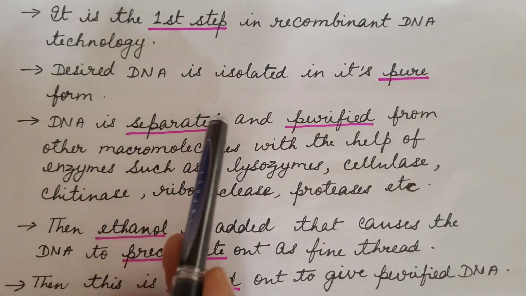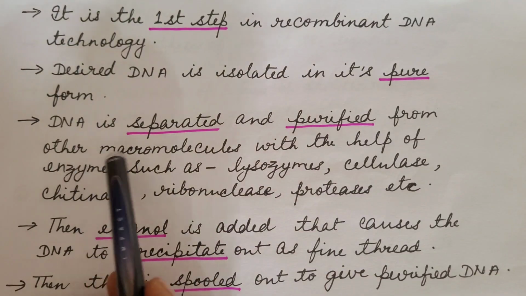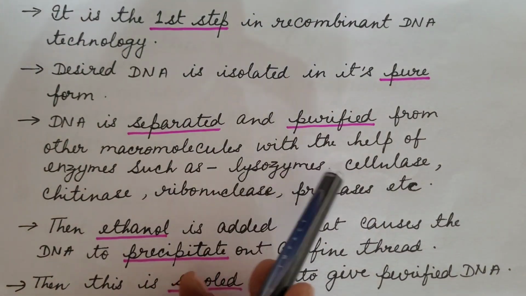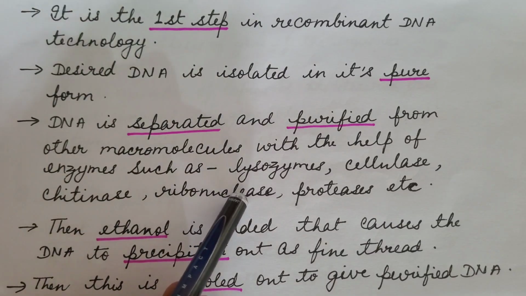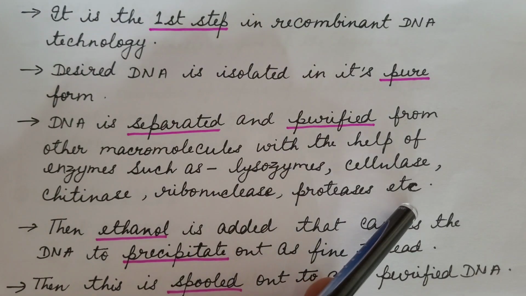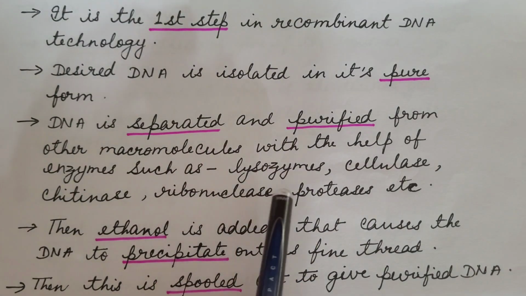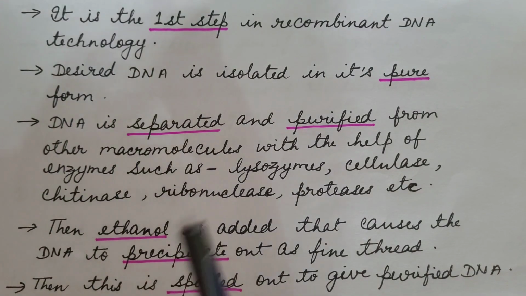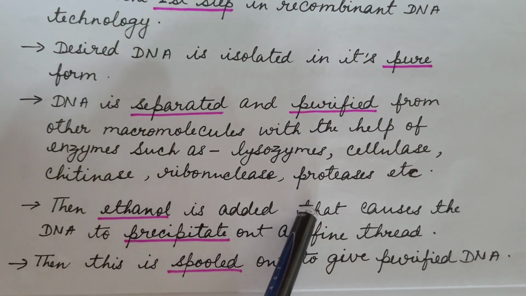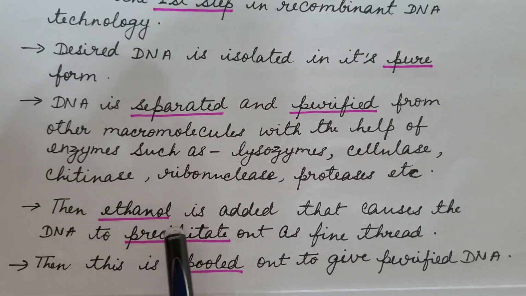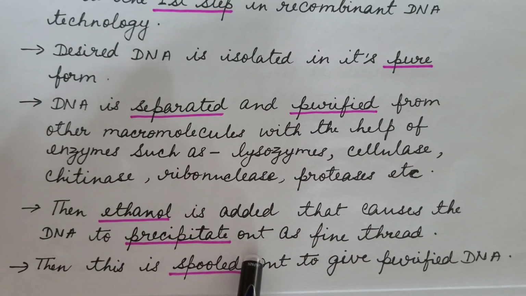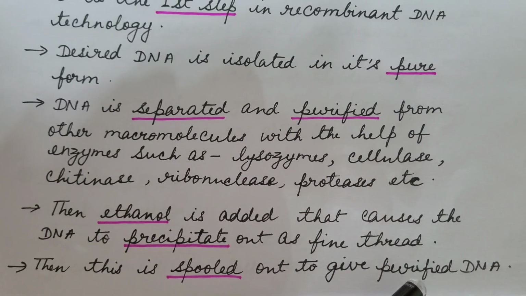etc. DNA is separated and purified from other macromolecules with the help of enzymes such as lysozyme, cellulase, chitinase, ribonucleases, proteases, etc. These digest other macromolecules except DNA. Then ethanol is added that causes the DNA to precipitate out as fine thread. Then this is pulled out to give purified DNA.